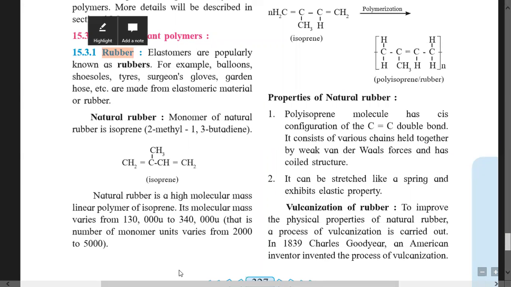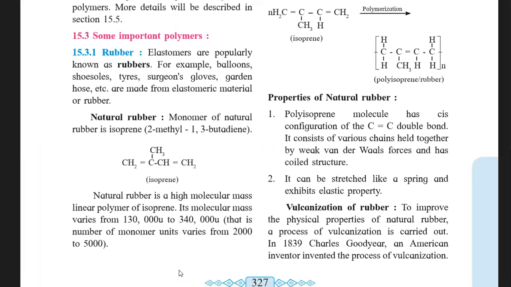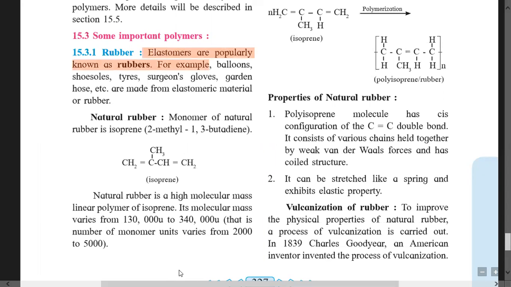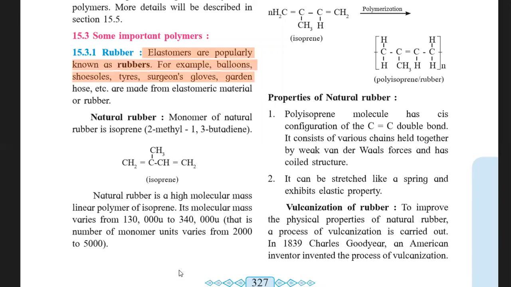Elastomers, this we had studied as one type of polymer. These are popularly known as rubbers. So what are elastomers? We had already studied intermolecular forces. If it is present as van der Waals force, then that type of polymer is called an elastomer. So elastomers are rubbers. For example, balloons, shoe soles, tires, surgeon's gloves, garden hose, etc. They are made from elastomeric material or rubber.